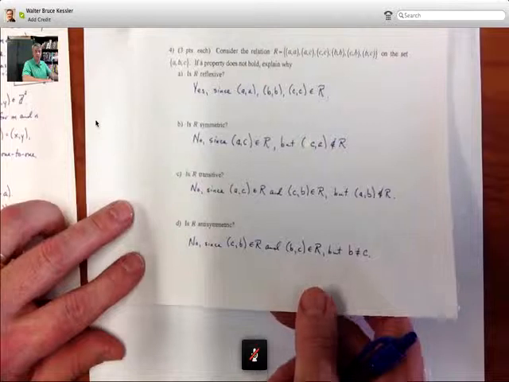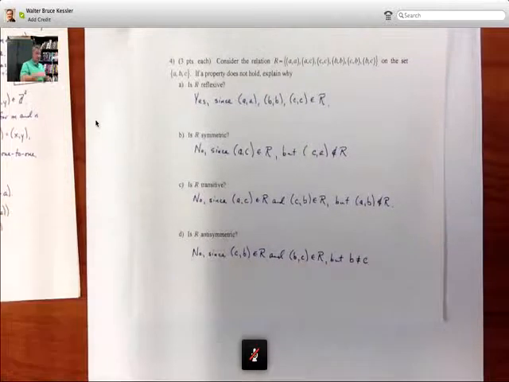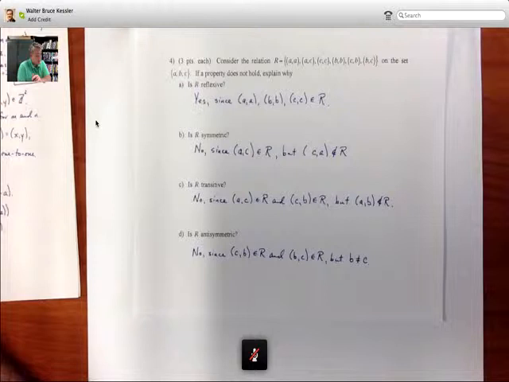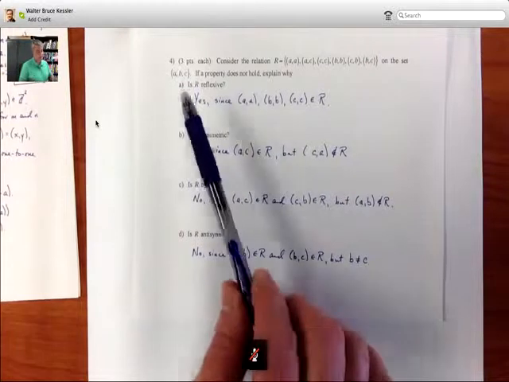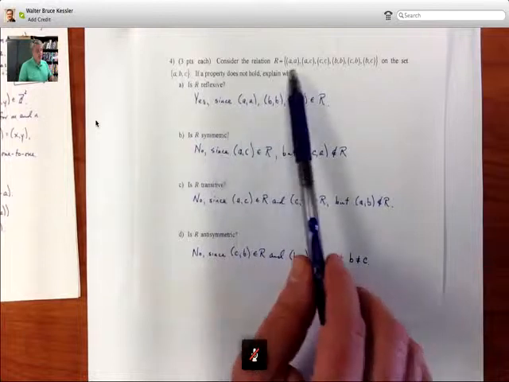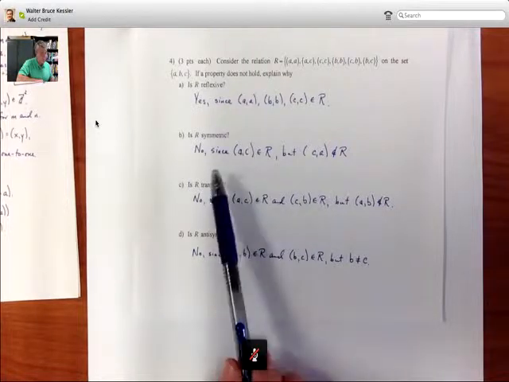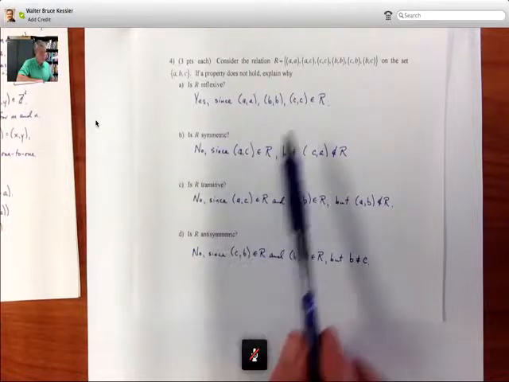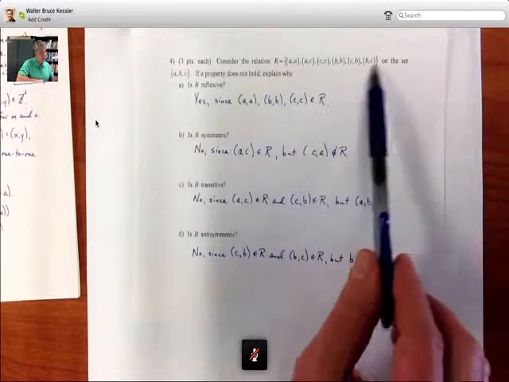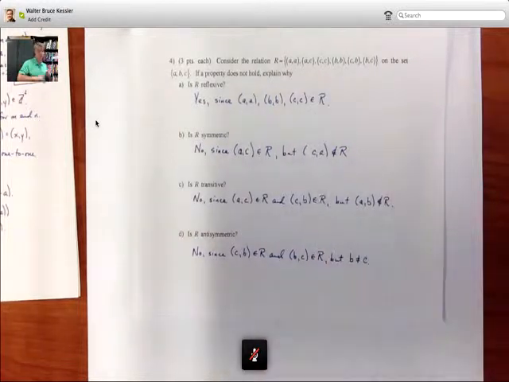For problem 4, it asks, okay, take a look at this relation, which is just a set of ordered pairs, and I actually spelled them out for you on the set with elements a, b, and c, and determine if each property holds, if not, explain why. Well, on the set ABC, to be reflexive, you've got to have AA, BB, and CC, and you do have all those things in there. So it is reflexive. Symmetric, though, I don't think so. You've got AC in here, but you don't have CA.